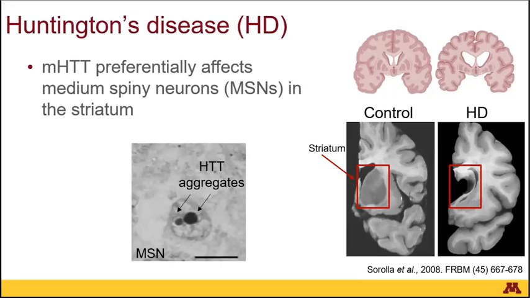So here is an image of HTT aggregates in medium spiny neurons. It's still unclear exactly why MSNs are so vulnerable, but you can see here the clear and selective degeneration of the striatum in this image of an HD brain. Most of the HD research so far focuses on MSNs, but today I'm going to be talking about astrocytes, which are a type of glial or non-neuronal cell in the brain.